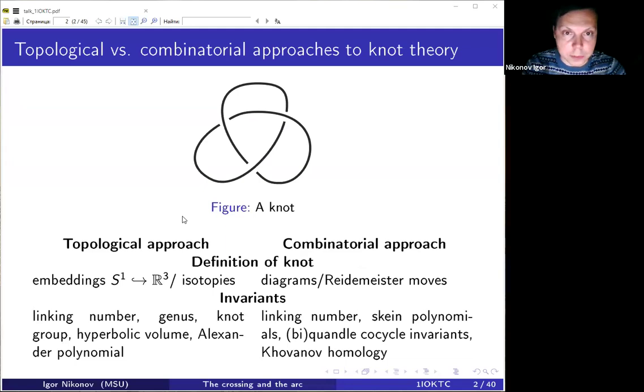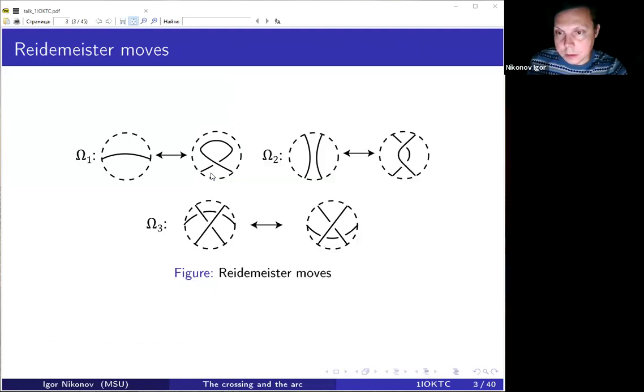On the other hand, Reidemeister noted that knots can be described by diagrams, and we can define knots as equivalence classes of diagrams modulo the Reidemeister moves. So there are three Reidemeister moves, as you know.